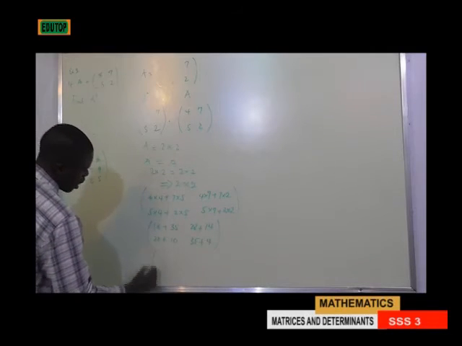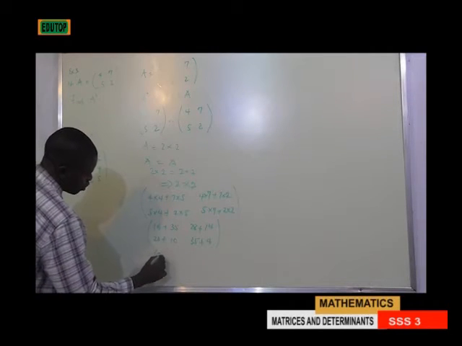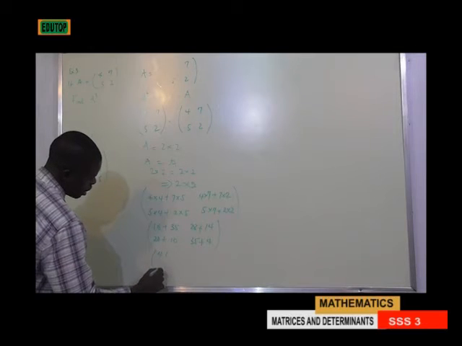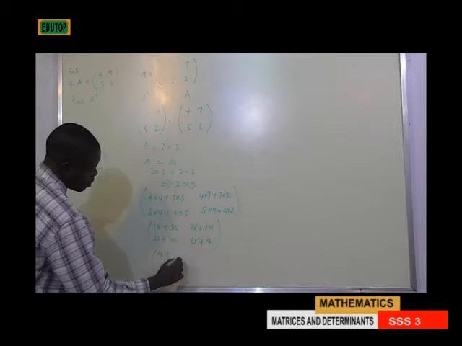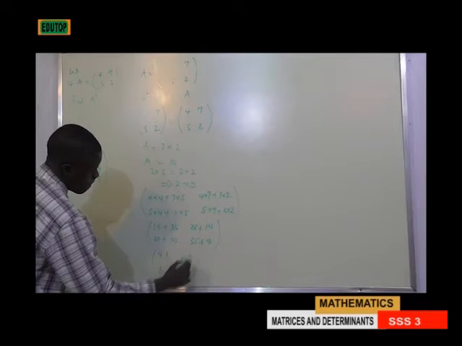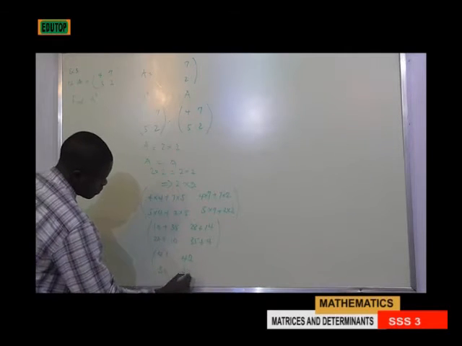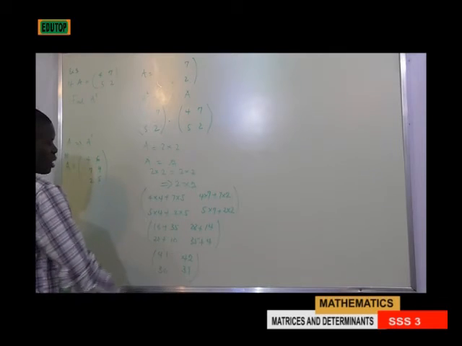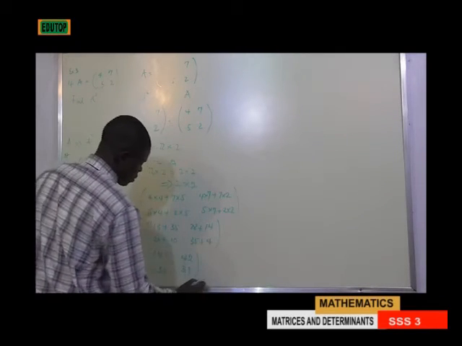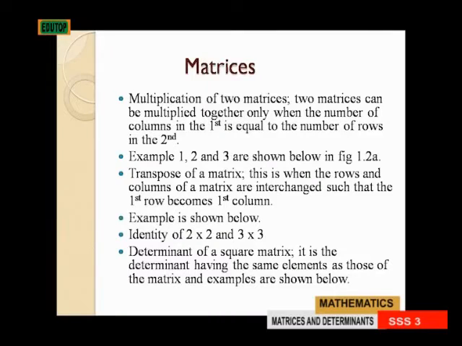So at the end, we are going to have 41, 30. This is 42 and this is 39. So this is a 2 by 2 matrix, and that's the answer we are going to get. Then let's talk about transpose, another concept in matrices.